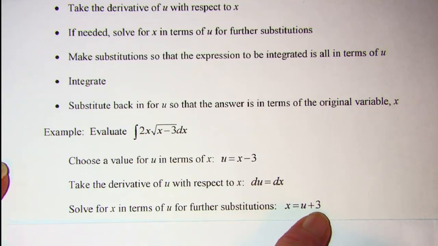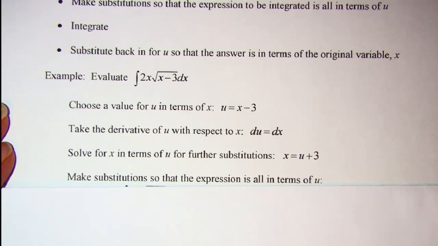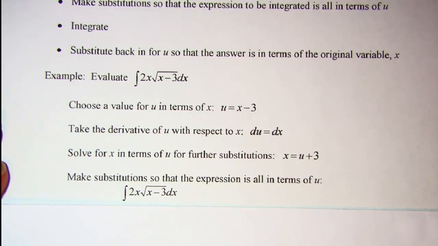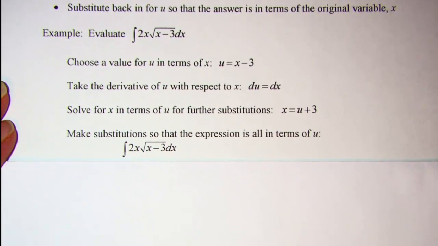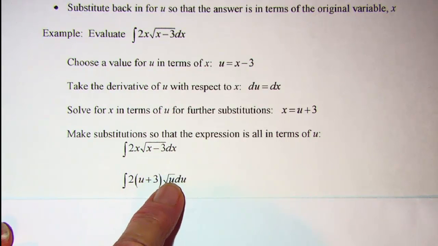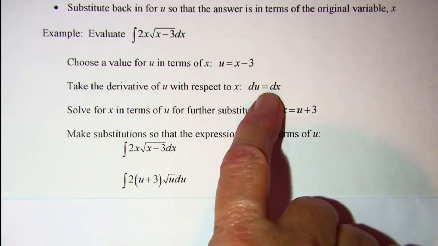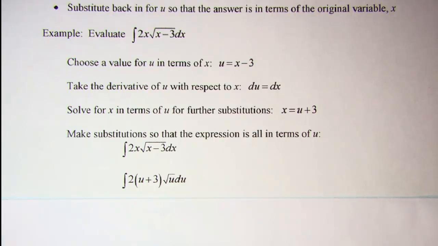Now we have an expression in u that we can use right here in place of this x factor. Make substitutions so that the expression that we're integrating is all in terms of u. So the original problem was integral 2x times the square root of x minus 3 dx. We're going to sub in u plus 3 in place of x. And then we have the square root of, and then u is going to be subbed in place of x minus 3. And then dx, we're going to sub in du in its place.